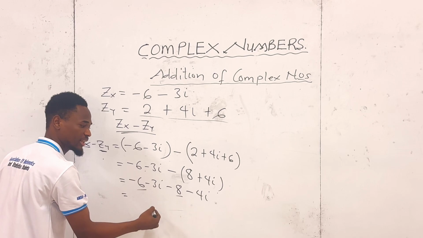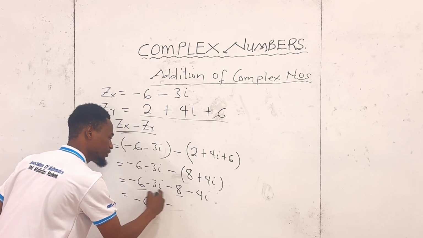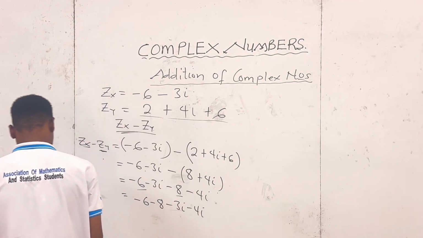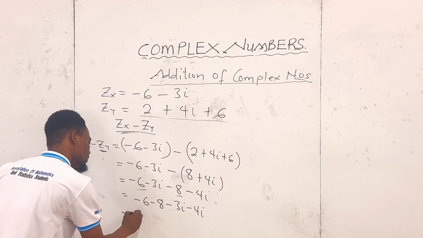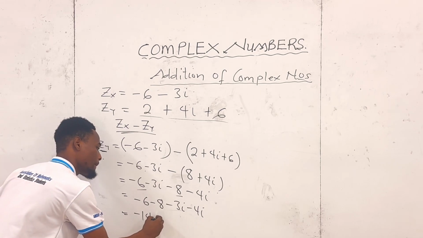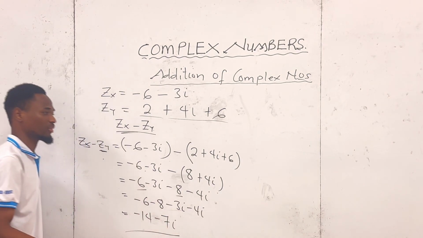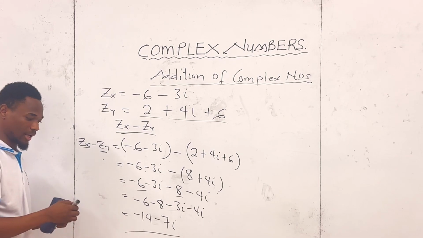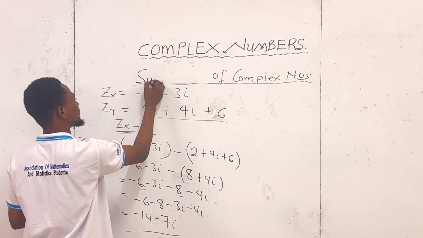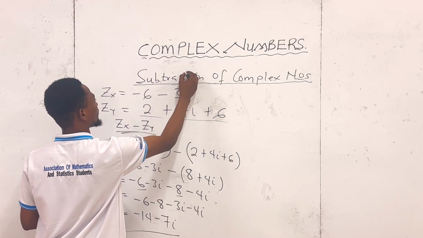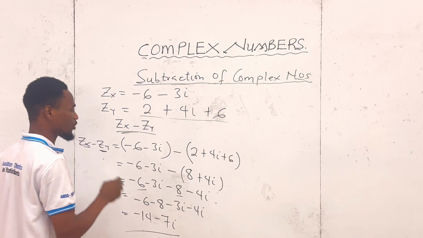The real number parts are negative 6 and negative 8. So we have negative 6 minus 8, then negative 3i minus 4i. Negative 6 minus 8 gives negative 14, and negative 3i minus 4i gives negative 7i. Viewers, this is how the subtraction of complex numbers goes. So the last example we have under subtraction of complex numbers.